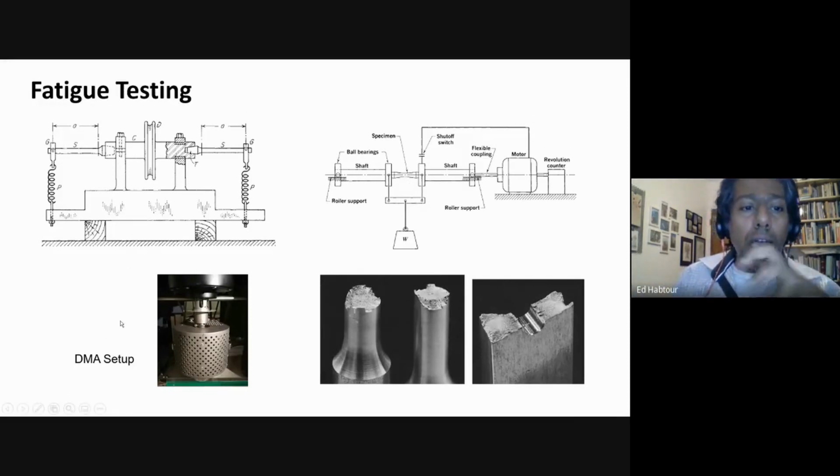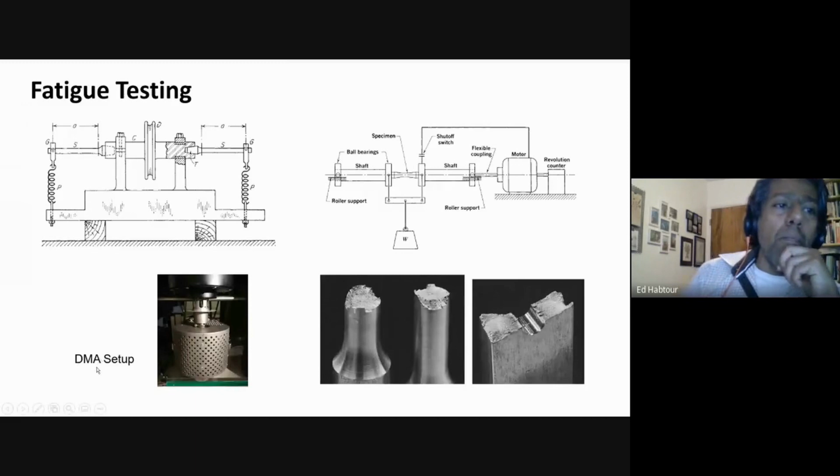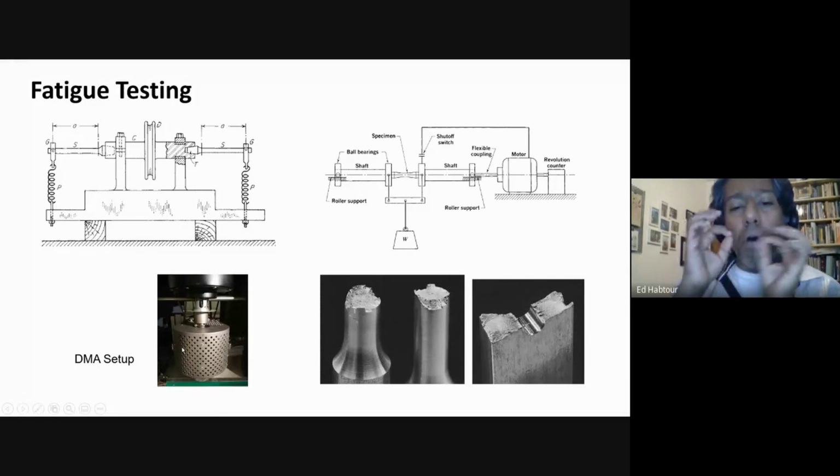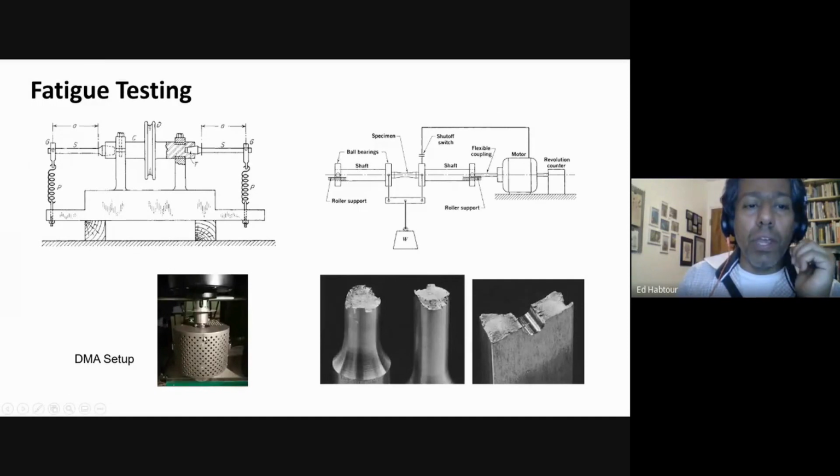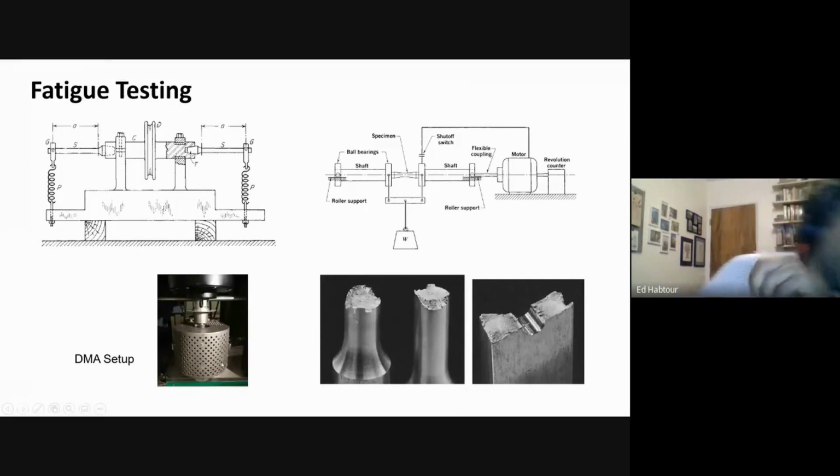If you want to look at materials in terms of the meso microscale, there's a method called dynamic material analysis, where you load very small specimens in an apparatus like this one. And this here is a thermal chamber. So you can load it in compression or tension and expose the material to thermal cycling as well.